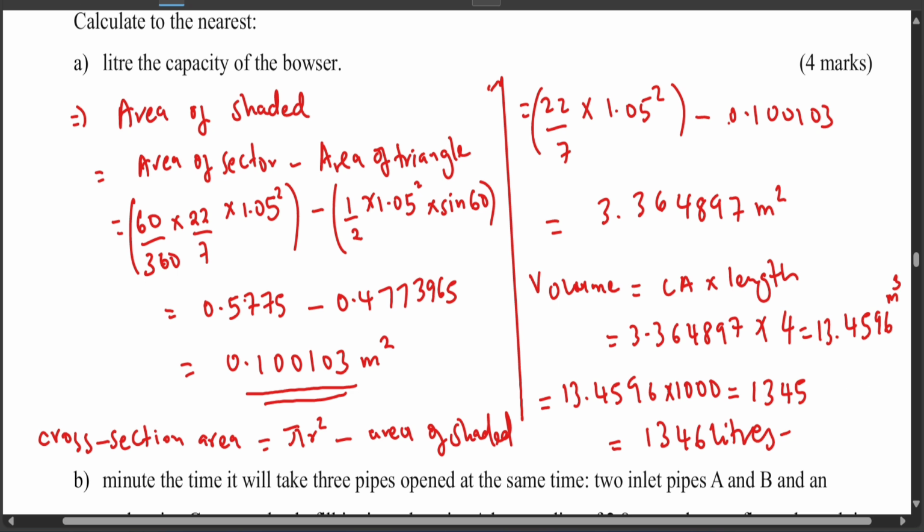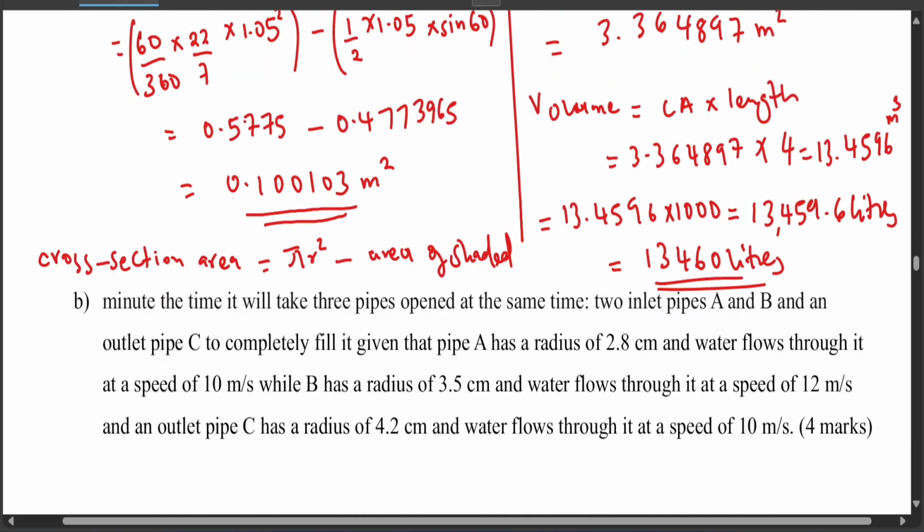So this one should be 13,459.6 liters. So now when you change it into the nearest liter, it gives you 13,460 liters. Okay, so that's our answer for the first question. Now let's go to the second question.